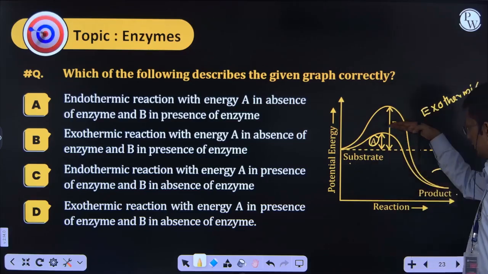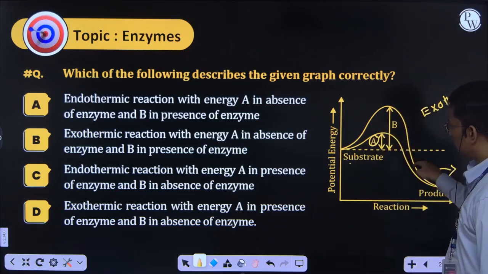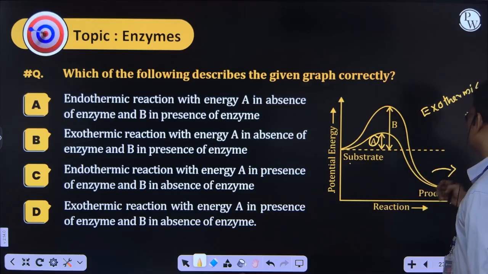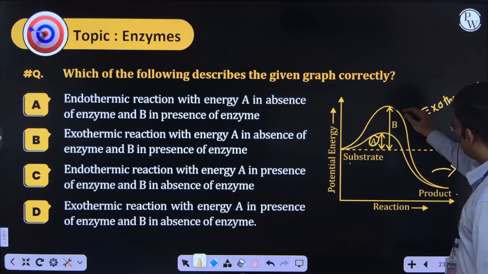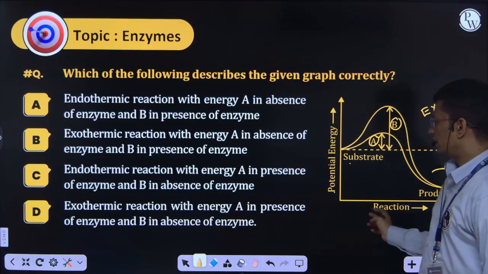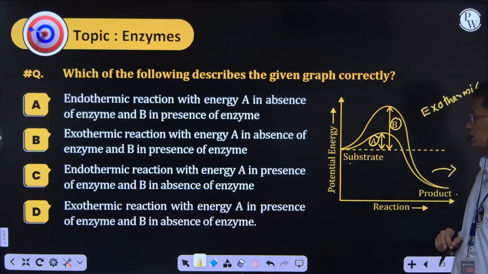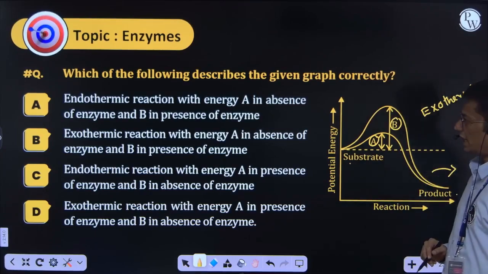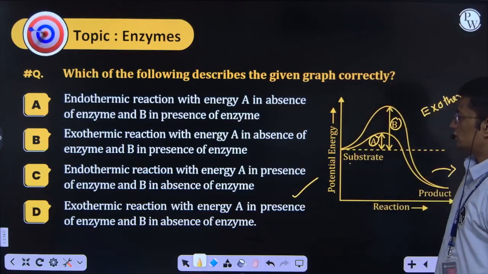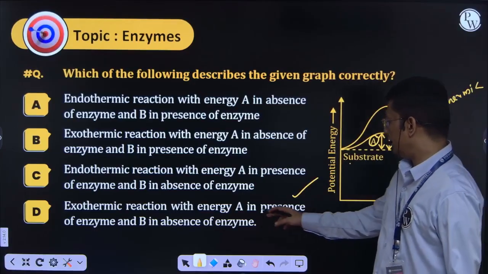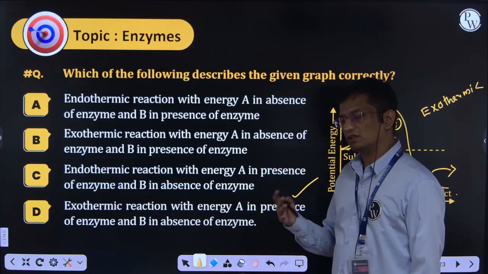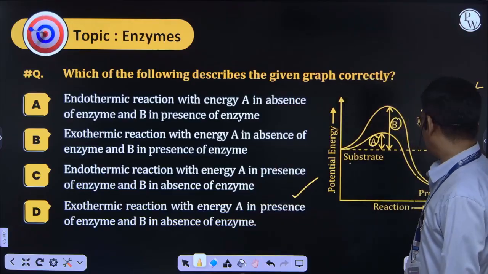Now this is regarding the reaction where the enzyme is present. It is decreasing the activation energy. If enzyme is involved, activation energy will decrease, then more substrate can participate. Here activation energy is more, so enzyme is not involved. A is with the presence of enzyme and B is with the absence of the enzyme. Option D is correct: exothermic reaction with energy A in presence of enzyme. The enzyme decreases the activation energy so that more substrate molecules can participate in the chemical reaction.